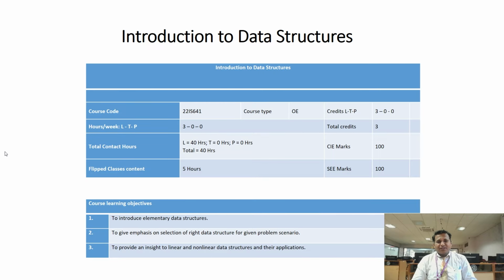Hello, students. Good afternoon. From the Information Science Department, we are offering an open elective, Introduction to Data Structures. This is one of the important subjects from the industry point of view. Okay, you have studied C programming in the beginning of your courses. It is the extension of that.